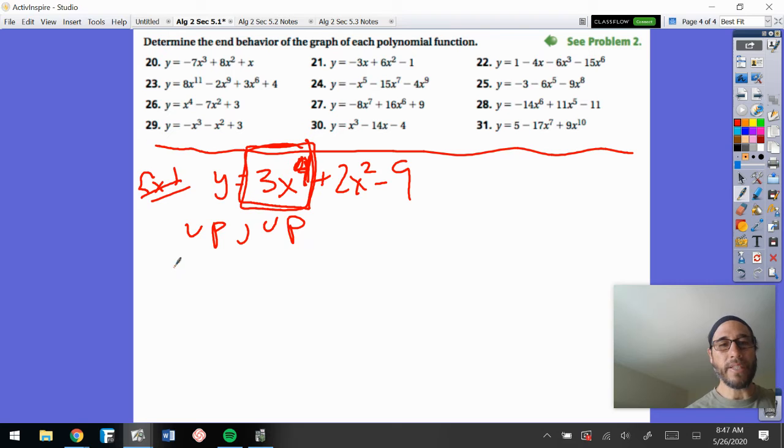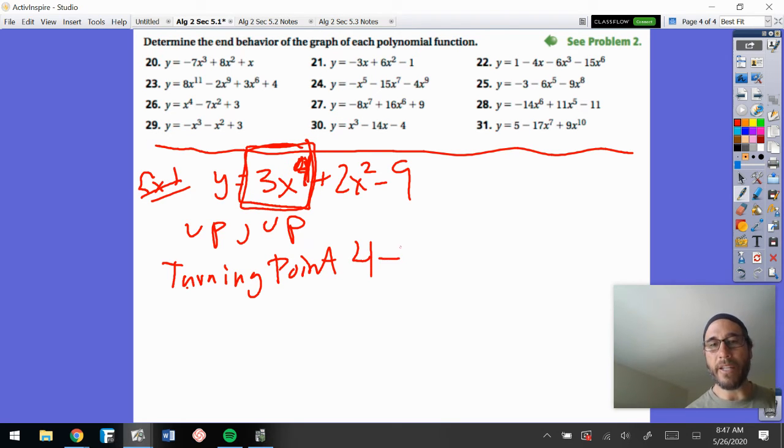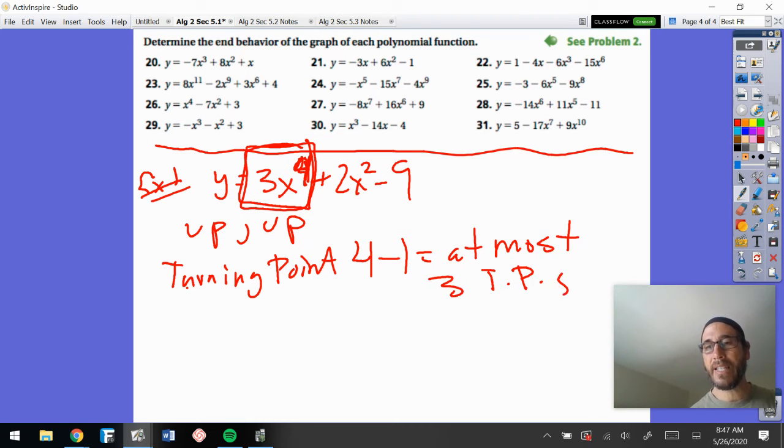And the turning points, the TPs, I guess I'll write it out the first time. Turning points would be that degree minus 1. So it could have at most 3 TPs. Now, what would that mean? Here's a particular example. This means it's got to start up, and it's got to end up, and it could have 3 turning points.